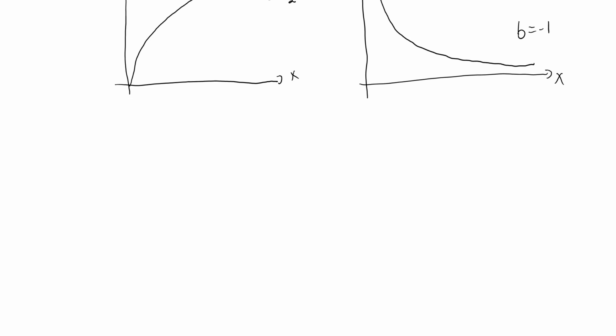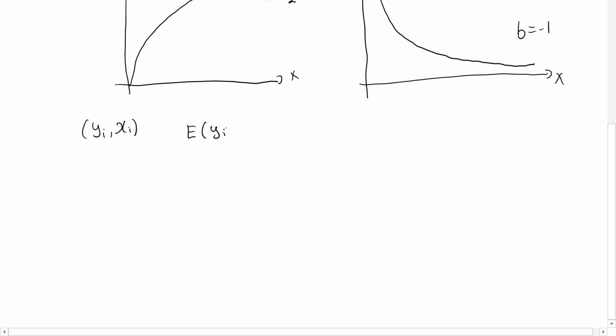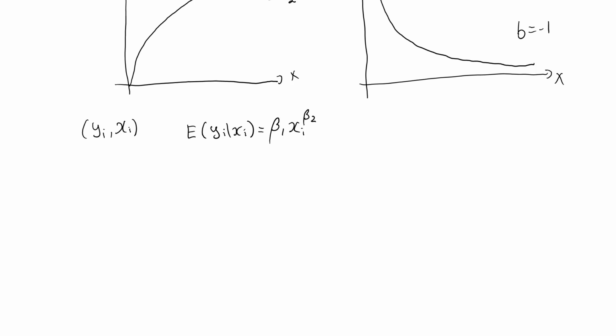So if I have a random sample of yi and xi, then I can postulate a relationship between them in the following way. I can say that the expected value of yi given xi is a power function, and then, instead of a and b, we switch to beta 1 and beta 2, so xi to the beta 2. And then I just say that beta 1 and beta 2 are unknown parameters, and I will use the data to estimate these. So I will use the data to try and find the best fit for my model.